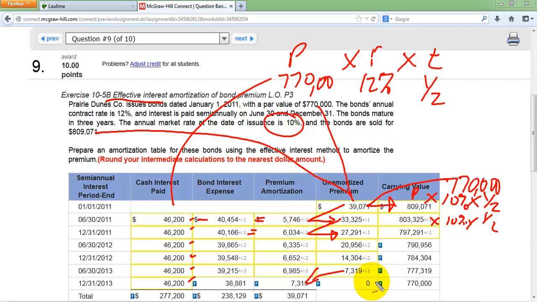And 0 minus from the 770 is going to give you that original par value. Okay, so this is the effective method, effective interest method to amortize a premium. Now it's also possible to do the effective method to amortize a discount, although again in problem 7 we had used the straight line method and not this effective interest method.